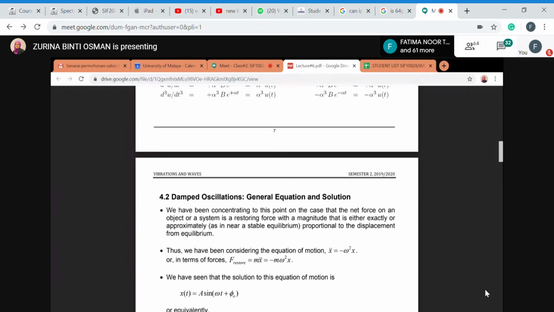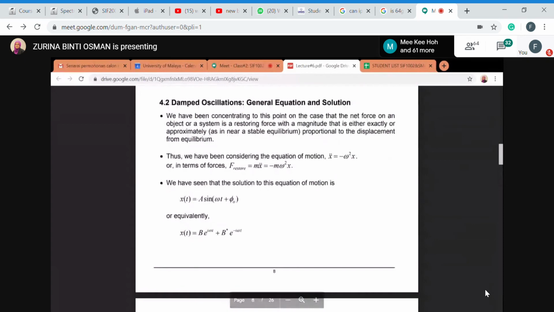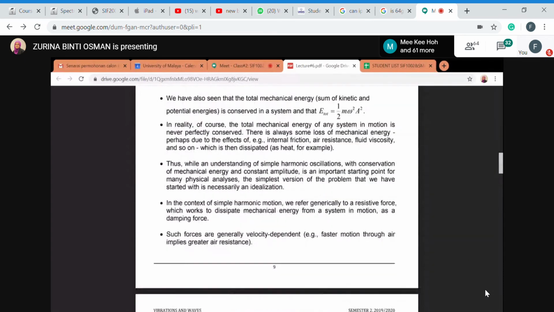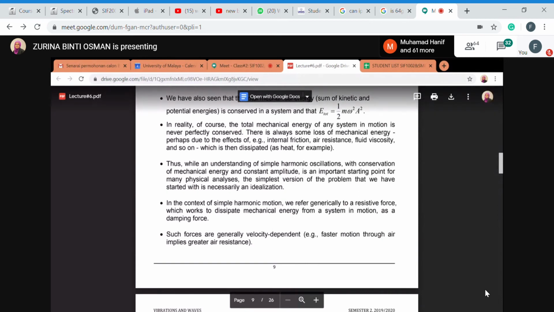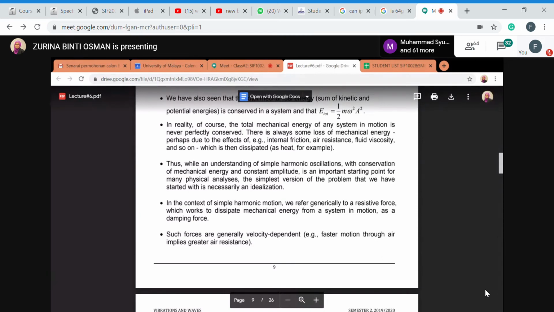So we have seen that the solution to this equation of motion is x(t) equal to A sin(ωt plus φ naught), and we just showed that it is equivalent to this in terms of the complex function. We also proved in the previous lecture that the total mechanical energy, which is the sum of the kinetic and potential energies, is conserved in the system, and it is equal to half m ω squared A squared.